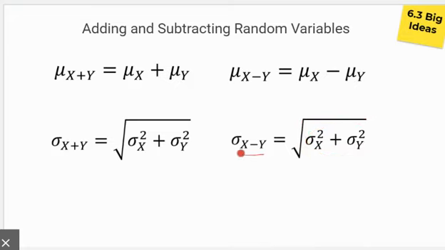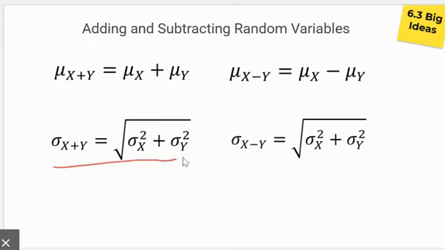So even though we're subtracting x minus y, to find the standard deviation of x minus y, we find it the same way we would if we were adding the two variables together. The variance of x plus the variance of y, and then take the square root to get back into standard deviation form.